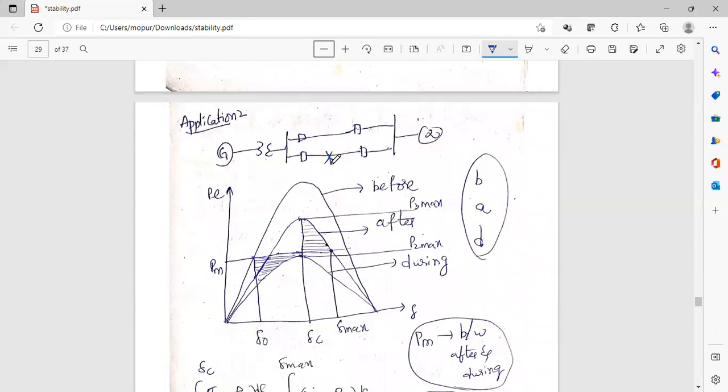Application 2 is where the fault is in the middle of the transmission line. Here we had the fault. When we had a fault at this point, what should we do? Now let us see what happens if the fault is at the middle. Actually, for transient stability, in any problem you are doing, we should find the value of PE, that is P max sin del, before the occurrence of the fault, during the fault, and after the fault.